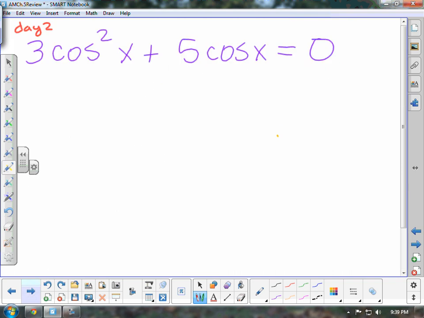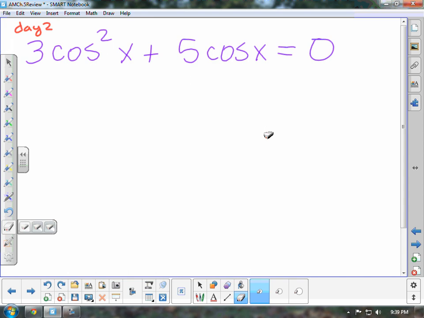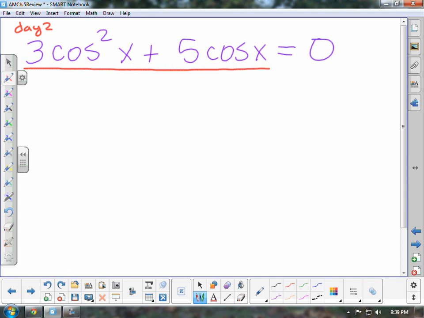Okay, then moving on to solving trigonometric equations. When you're solving these equations, there are many different routes you can take. Mainly you're just going to be using your skills of algebra and probably not have to refer to your trigonometric identity sheet too often. So in this case here we have 3 cosine squared of x plus 5 cosine of x equals 0. And so we want to try to solve this.